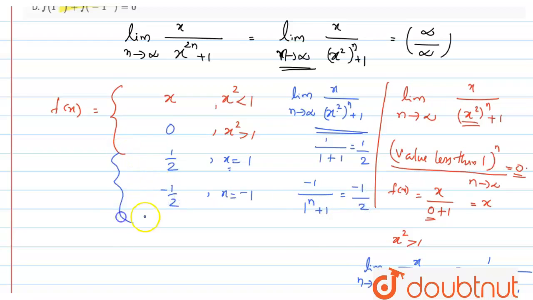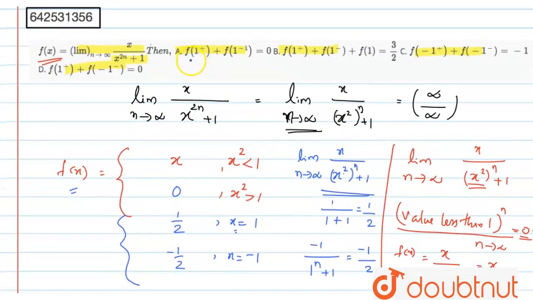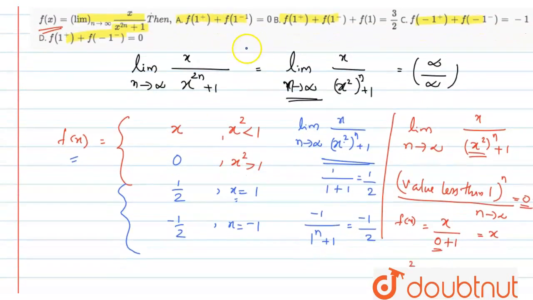Now we got all the ranges, all the values of f of x for the ranges x squared less than 1, x squared greater than 1, and x equals 1 and x equals minus 1. Now let's see what the options given are. We have to find f of 1 plus and f of 1 minus first. So for that, first we will find the values of f of 1 plus and f of 1 minus.